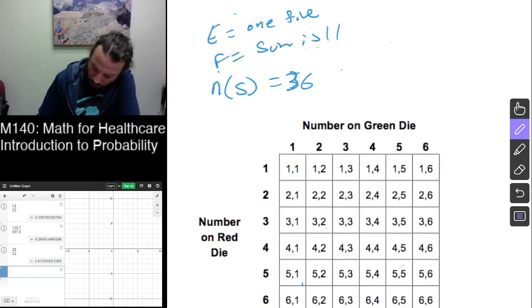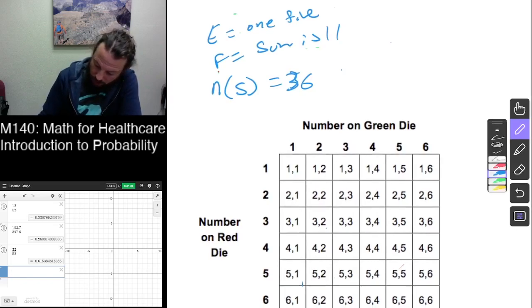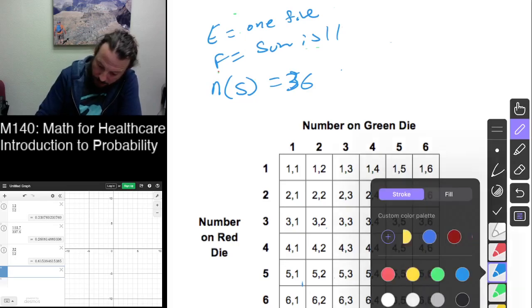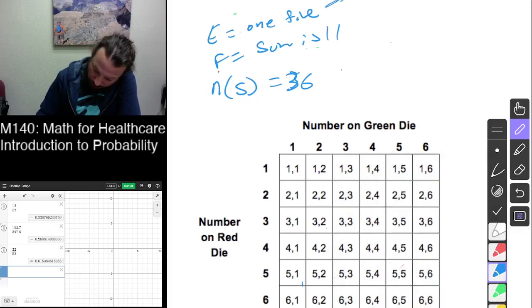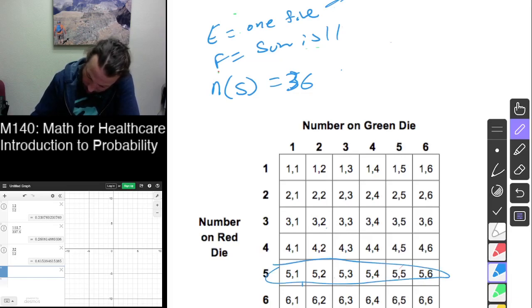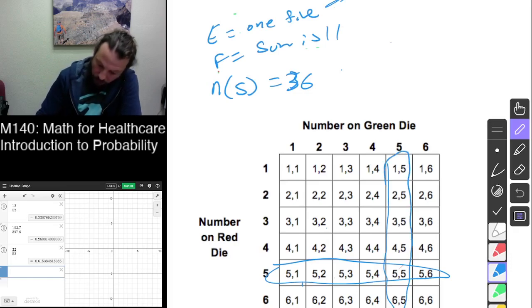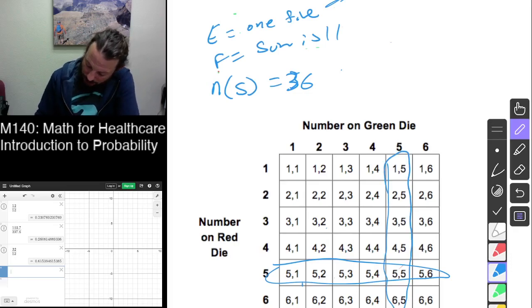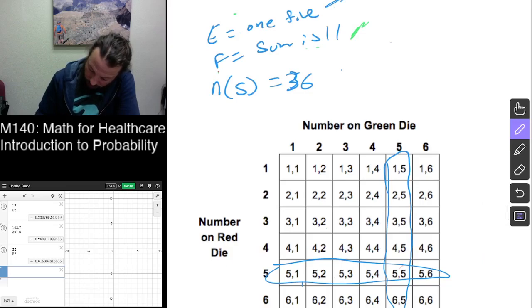Now, where do these show up? E we'll do in blue. One is a 5. That's going to be this row and this column, notice. F, the sum is 11. Those were on the diagonals, correct? The green, the sum is 11. That's these two.